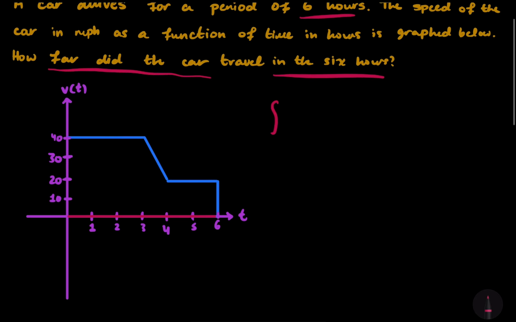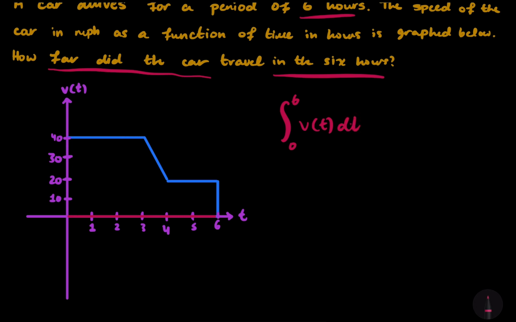That's a pretty ugly integral sign, so let me fix that. It's going to be the integral from t equals 0 to t equals 6 of v of t. And then what are we integrating with respect to? What's going to be our differential? Here our independent variable is t, so we're integrating with respect to t, so we'd write dt.